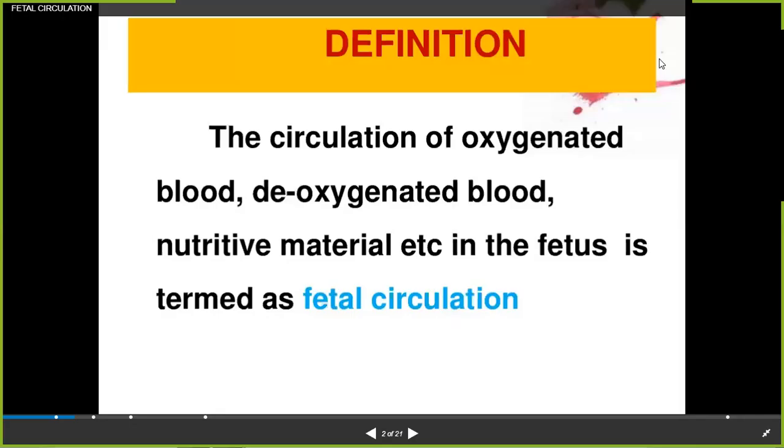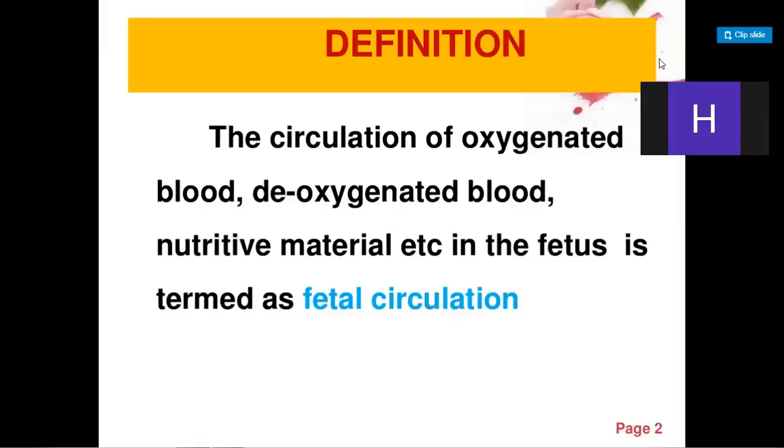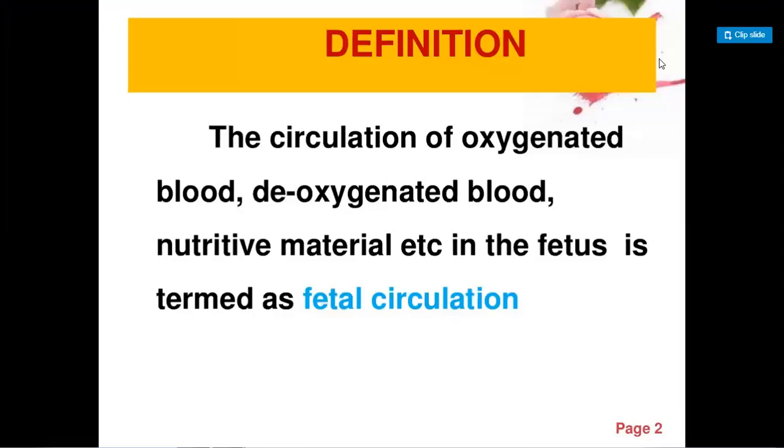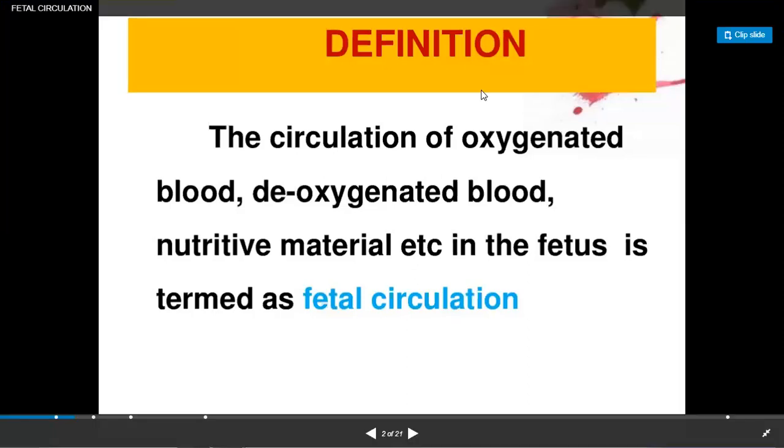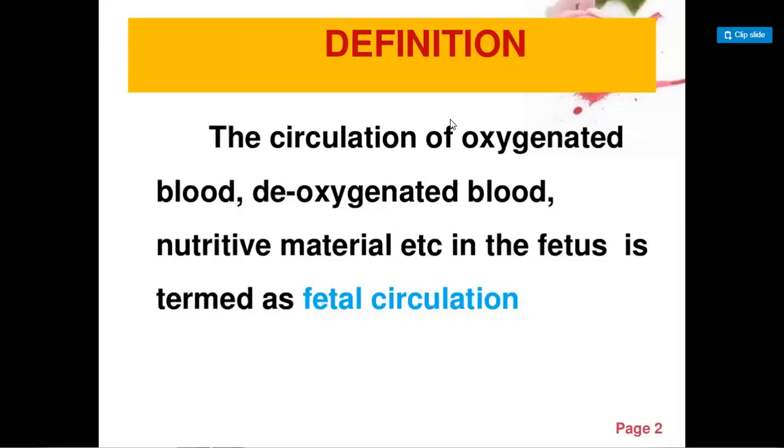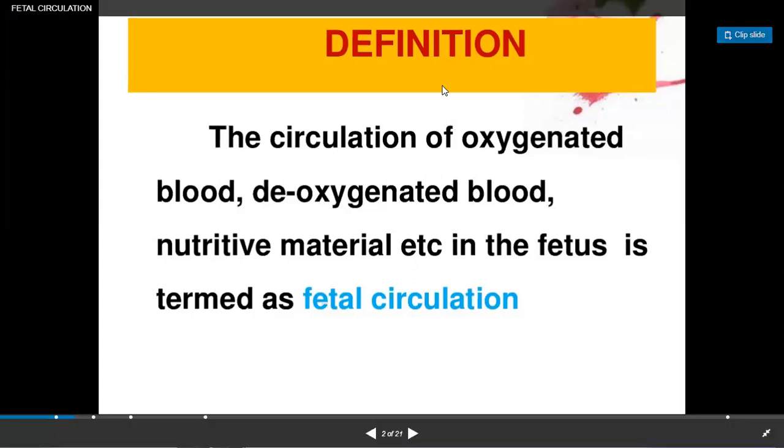So, hello everyone. Today we are going to see the topic of fetal circulation. What are the normal things which are related to the fetus? It is the circulation of oxygenated blood, deoxygenated blood, nutritive material, etc. in the fetus, which is termed as fetal circulation.